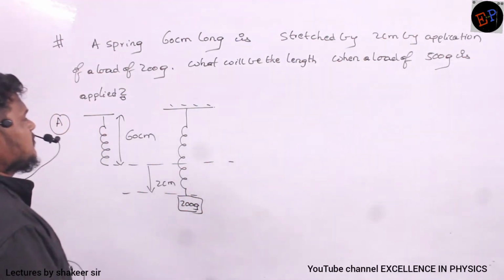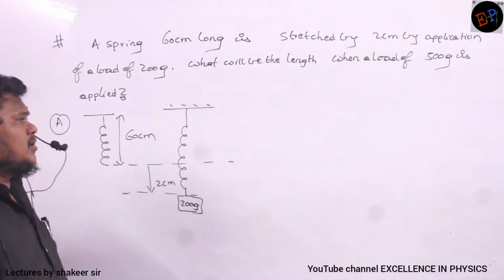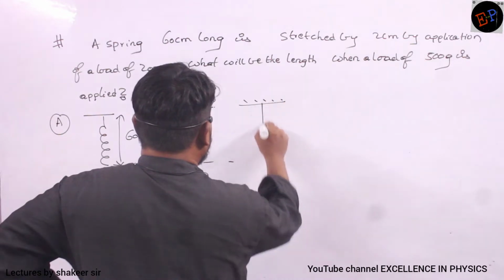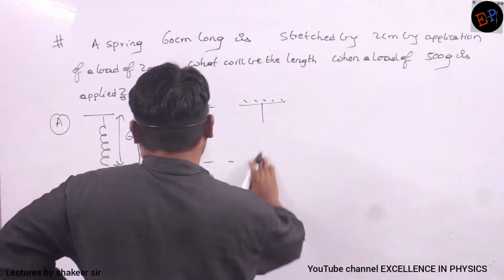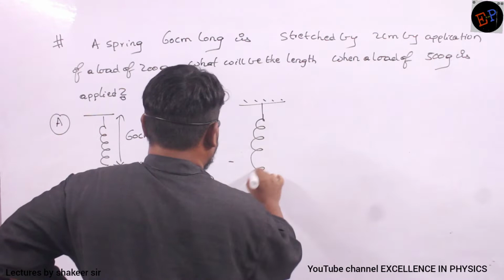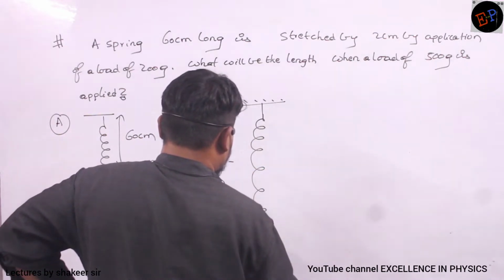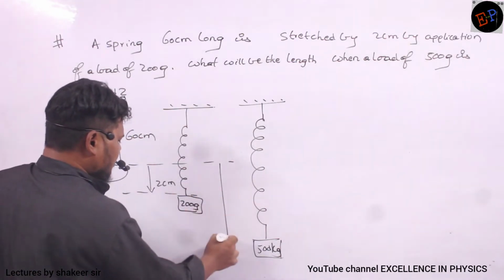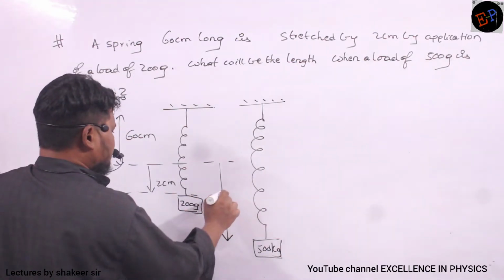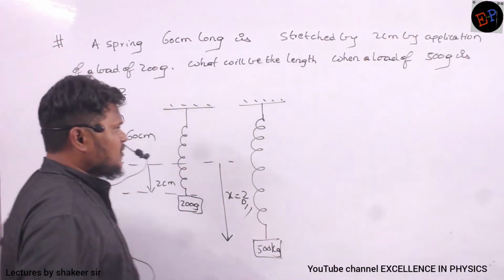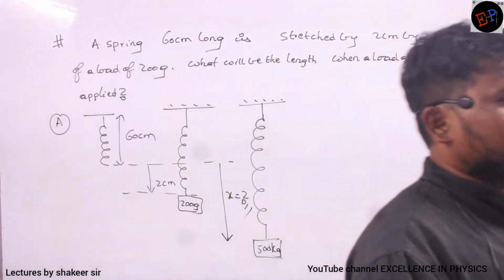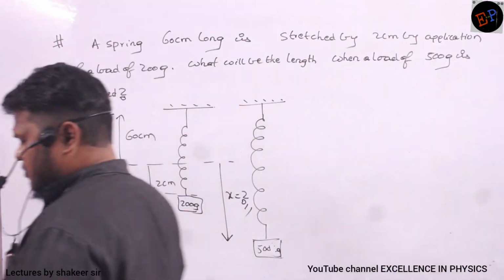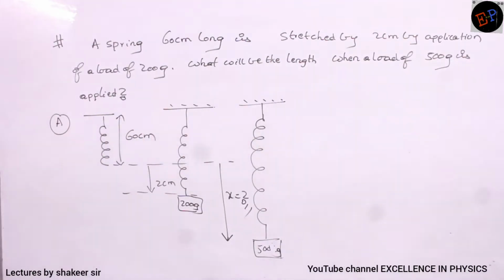And what is the load we have applied now? 200 grams of load. So what will be the length when a load of 500 grams will be applied? Now instead of 200 grams, how much load we are applying? 500 grams. This is the given question. Then what will be the total elongation produced? So this x value I want to find. Now can you say how can I do this problem?